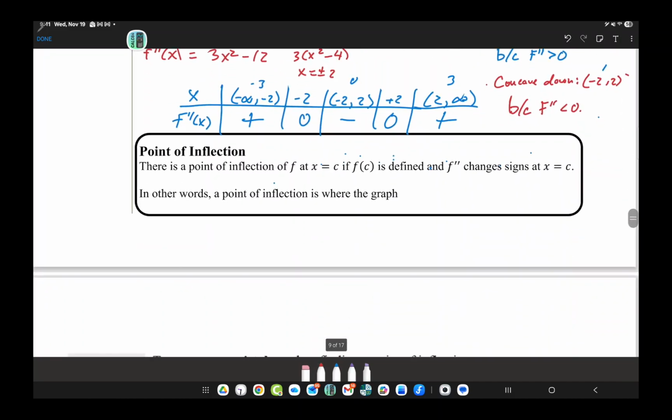All right. So we mentioned that these values at 2 and negative 2 are called points of inflection. I don't really want to write all of it out. But again, a point of inflection is where the graph changes concavity, where it changes from concave up to concave down.